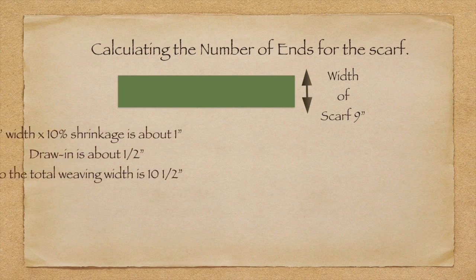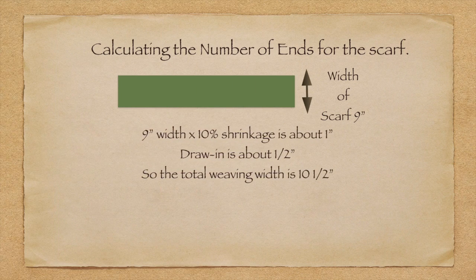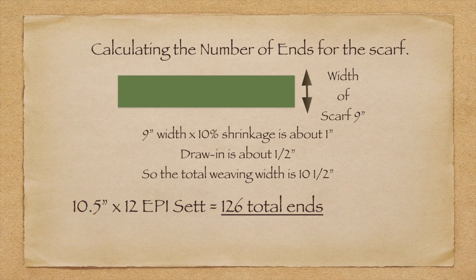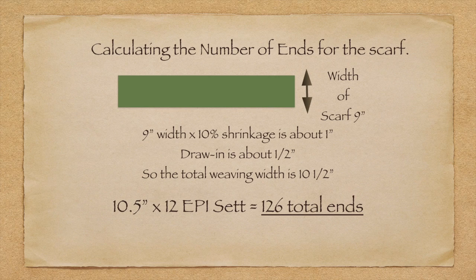Next, we need to calculate the number of ends that we need for the scarf. So we know the width is 9 inches. Again, we use 10% shrinkage, about an inch, draw in approximately half an inch. So the total weaving width is 10.5 inches. We multiply that by our ends per inch, which we figured out based on our yarn at 12. 10.5 times 12 ends per inch is 126 total ends to make the scarf.